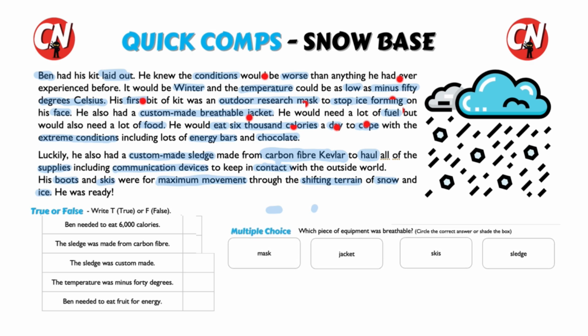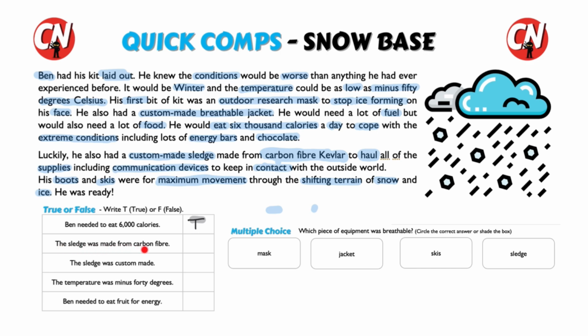So, true or false question. Now we can focus on whether this statement is true or false. We've got to use a little bit of detective skills to answer it. So Ben needed to eat 6,000 calories. Remember the word 6,000, it's over here. He would eat 6,000 calories a day. Fantastic. So we know that that's true. And ideally, once we're doing this, we want to be moving quite quickly.